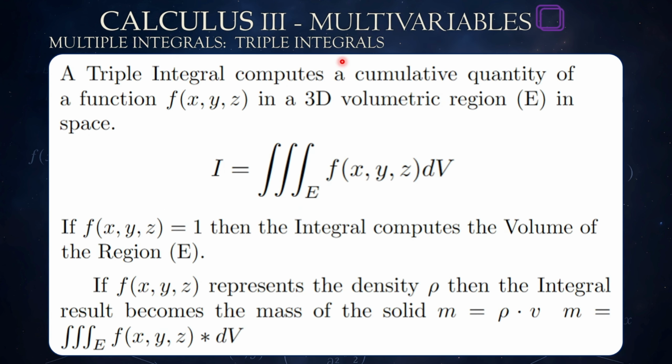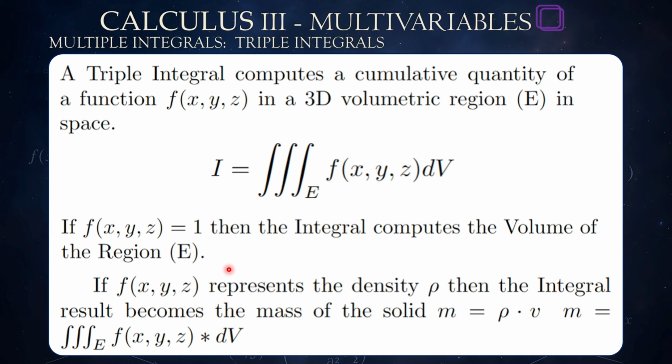Triple integrals. A new section within the multiple variable integrals, or multiple integrals for a multivariable function. A triple integral computes a cumulative quantity of a function f(x,y,z) in a 3D volumetric region E in space. So I is equal to the triple integral in a region E of f(x,y,z) dV. If f(x,y,z) is equal to 1, then the integral computes simply the volume of the region E, just like in the double integral, it computes the area.